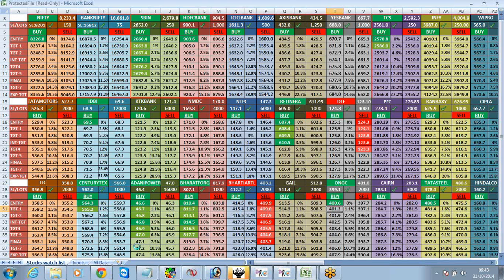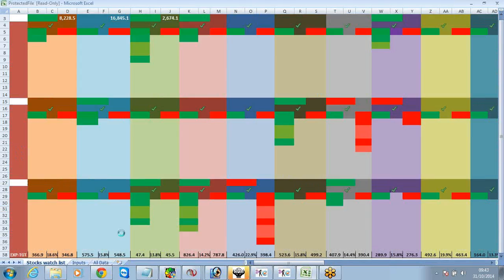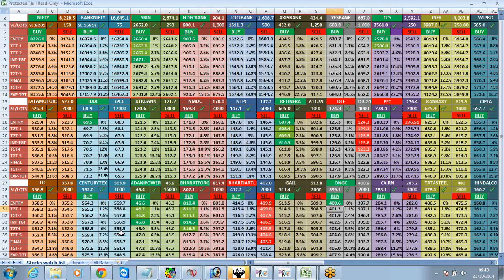So Adani Power seems to be very strong. I'll just tell you what will be the position for Adani Power. So there is a possibility that it can make its final target and move further up also. We had a gap up open in Adani Power actually.